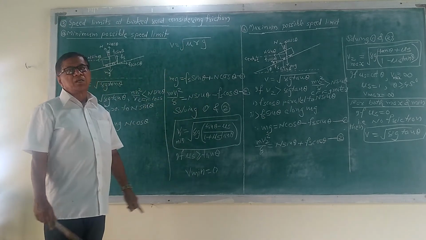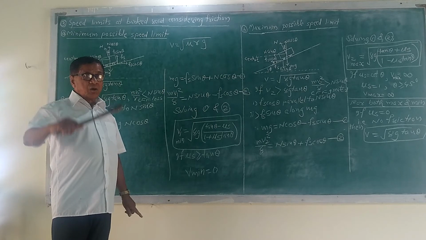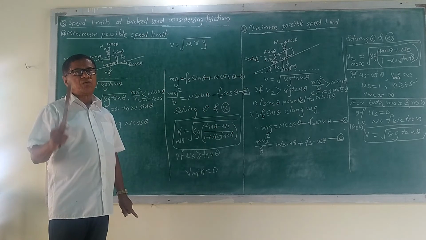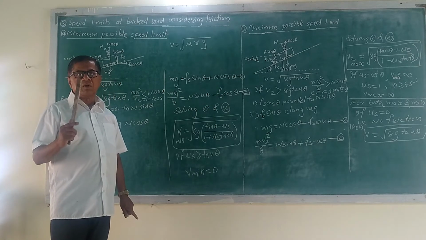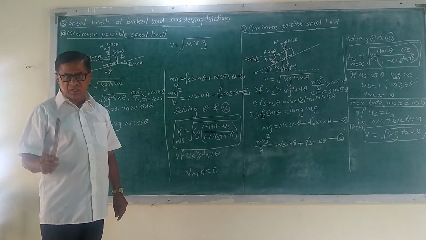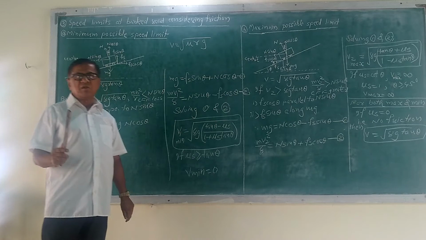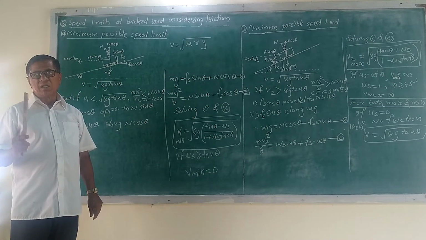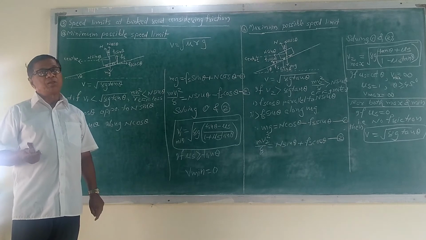Second, in the case of the banking of roads, what is the need of the banking of roads? Here for the maximum speed, we have to depend on the force of friction, but the force of friction has an upper limit, which we can't increase over that limit.